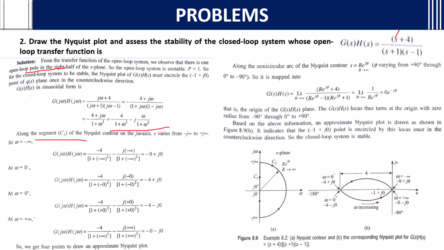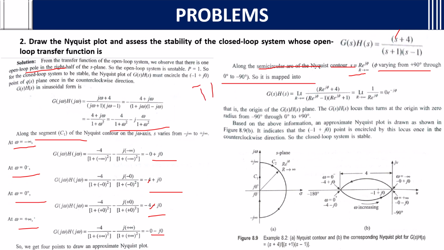Then along the segment C1, what you should do? Again you should put minus infinity, 0 minus, 0 plus and plus infinity, and you will get some values. Same as previously, in the place of K, you will get 4. That's the only difference. So we get 4 points to draw an approximate Nyquist plot. Along the semicircular arc of the Nyquist contour, phi varies from plus 90 degrees through 0 to minus 90 degrees.